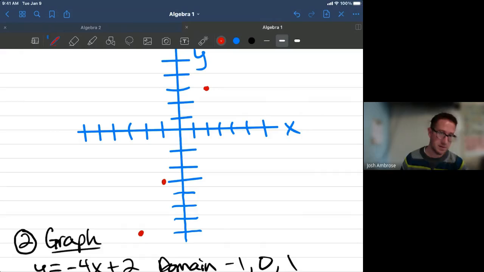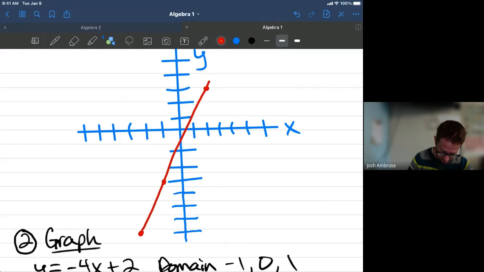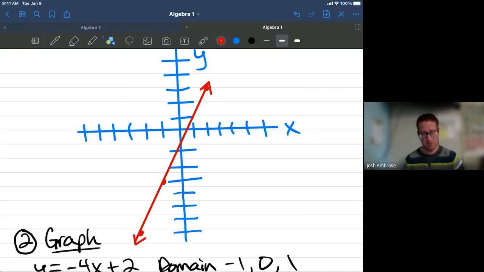Now the final thing that you have to do is simply connect the dots. And let's see if Mr. A can do that. Boom. Magically connect those dots and go ahead and put the arrows at the end. There is your graph. It's a straight line. Straight lines are known as linear functions. Linear for straight. Okay? All right.